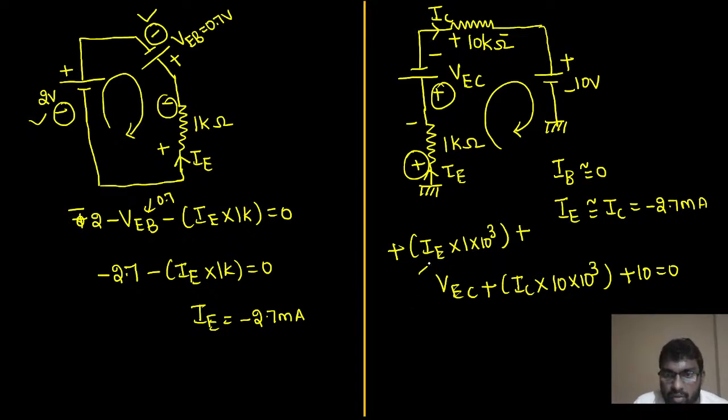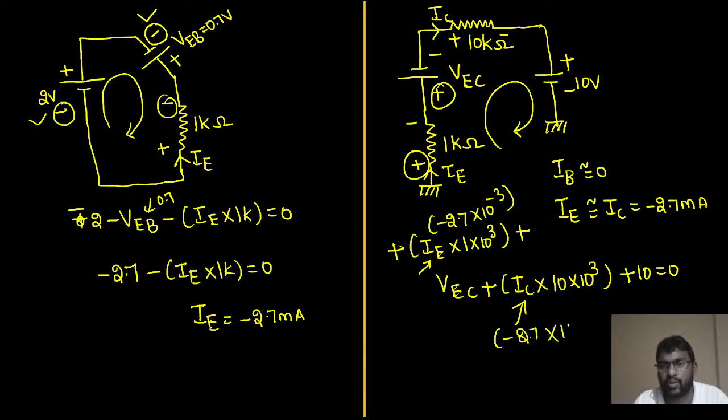You know the value of emitter current, right? What is the value of emitter current? That is minus 2.7 milliampere, 10 power minus 3. Similarly, you also know the value of collector current. This is going to be minus 2.7, because both are approximately equal. Now, if you substitute these two values, what will you get?